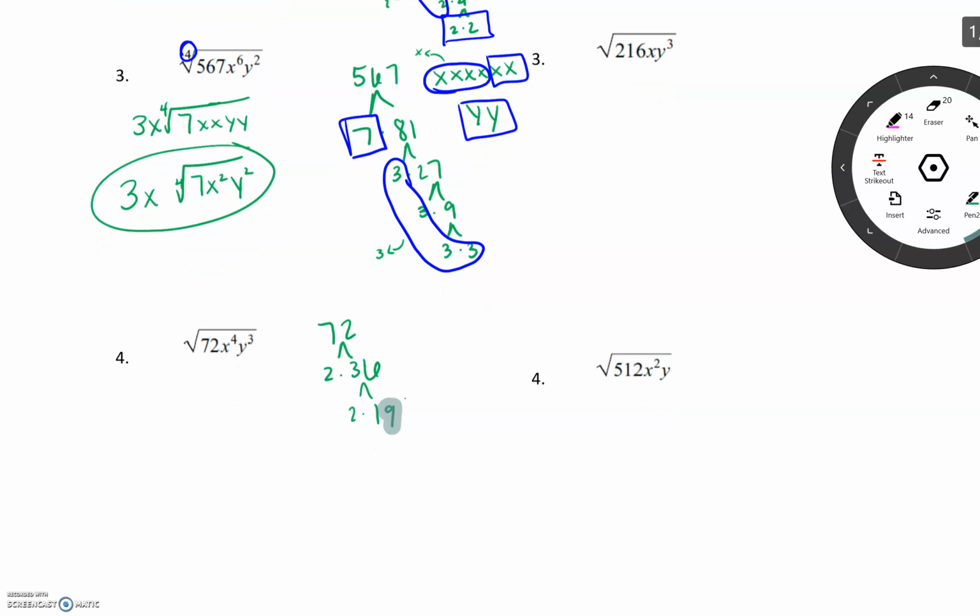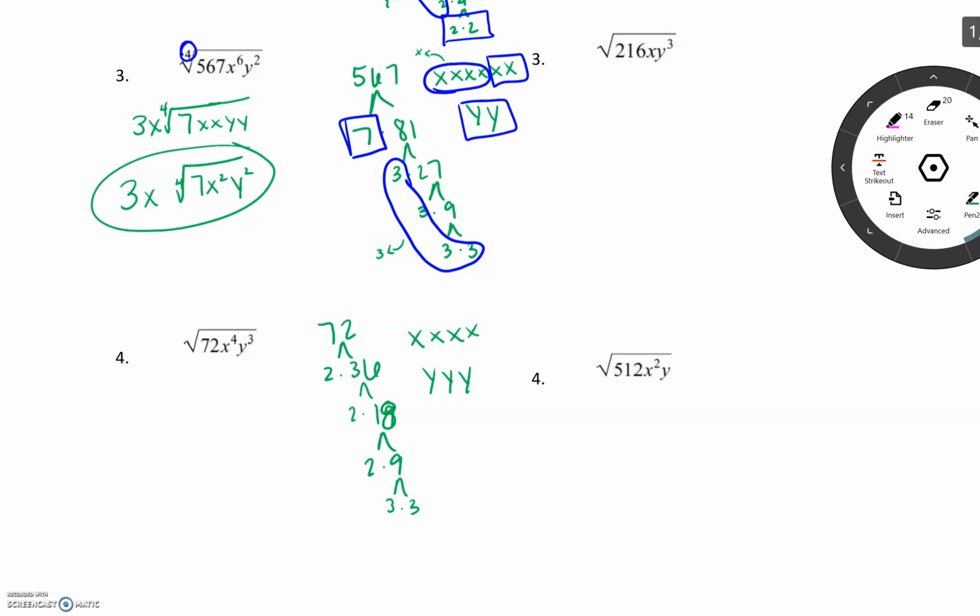What? No, that was right. What's going on? 2 goes into 18 9 times. I was getting ahead of myself one step. And 9 can be factored into 3 times 3. We also have x times x times x times x, and y times y times y.